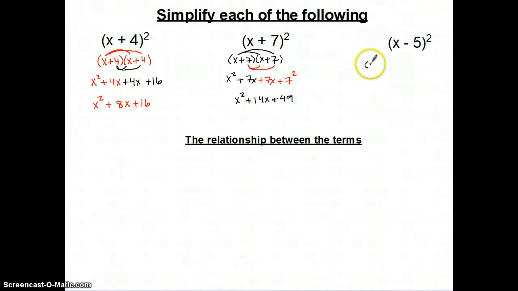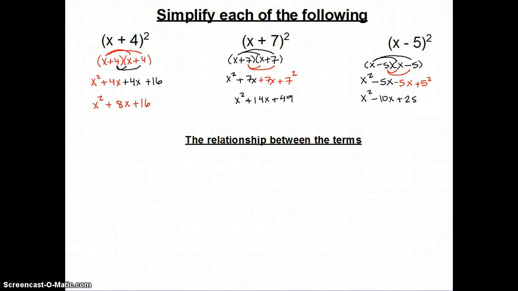And last, x minus 5 times x minus 5. I'll start by distributing my x. I get x squared. X times negative 5 gives me minus 5x. Moving on to my negative 5 times x gives me minus 5x. And negative 5 times negative 5 gives me positive 5 squared. I then simplify, so I have x squared minus 10x plus 25.